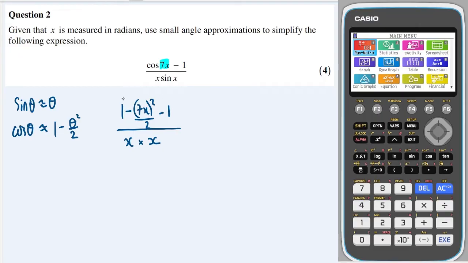So we're going to get a positive 1 and a negative 1 on top like that, so they will cancel. And this is going to be minus 49x squared. And that's over 2, so that can come down to the bottom line. And then we've got x times x is x squared. So great, this is going to cancel these x squareds, and we're going to be left with minus 49 over 2.